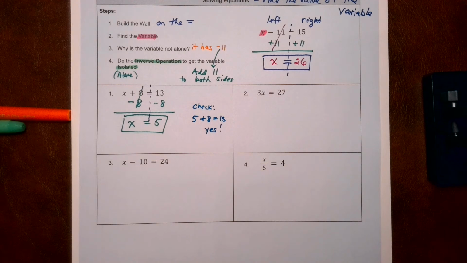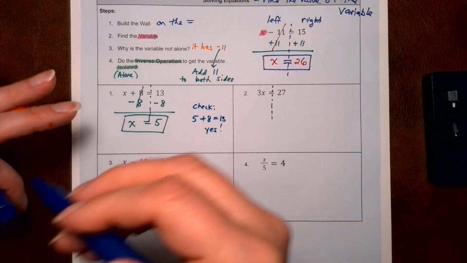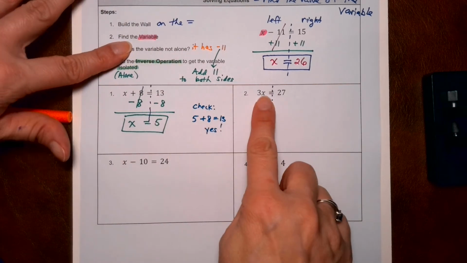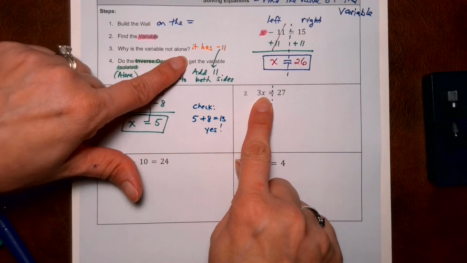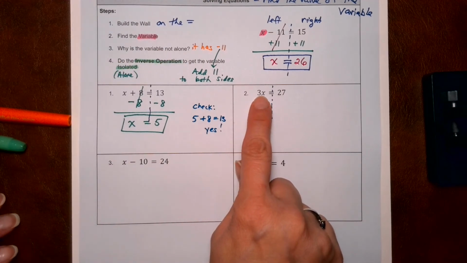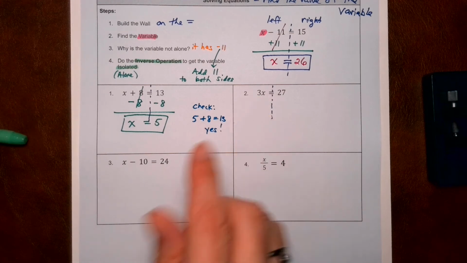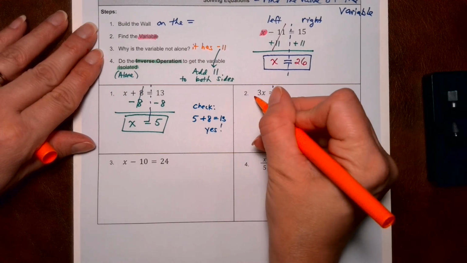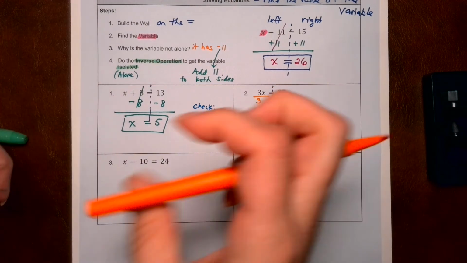All right, step 1. Let's build a wall. Build a wall. Where does the wall go? It goes right on the equal sign. Okay, build the wall. Number 2, find the variable. Number 3, why is the variable not alone? Because it's being multiplied by a 3. The opposite of multiply is divide. So we're going to do divide by 3.